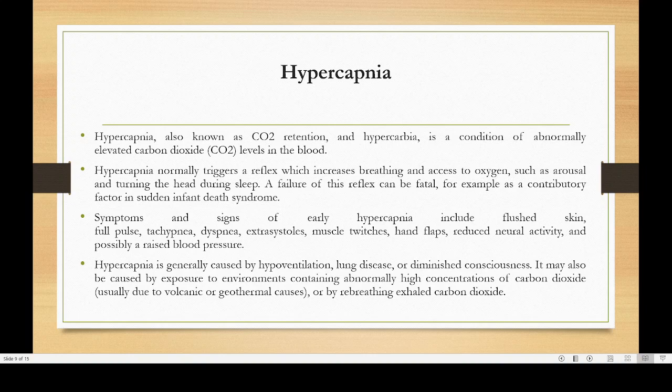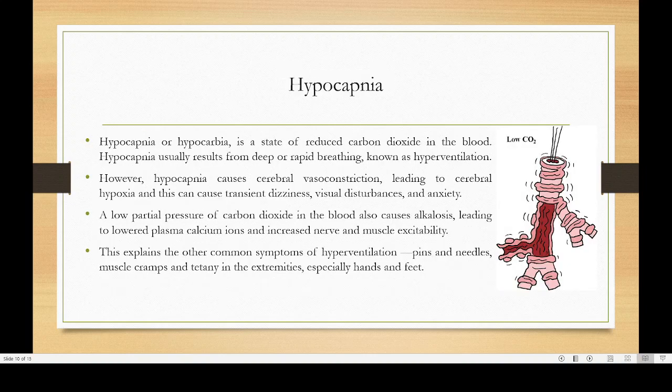there can be an opposite situation. That opposite situation is known as hypocapnia. Hypocapnia or hypocarbia is a state of reduced carbon dioxide in the blood. Normally hypocapnia results from deep or rapid breathing, or hyperventilation. Your body is breathing at a faster rate. When the body is breathing at a faster rate, this will be happening. Hypocapnia causes cerebral vasoconstriction. That is contraction of blood vessels in your brain, leading to cerebral hypoxia.